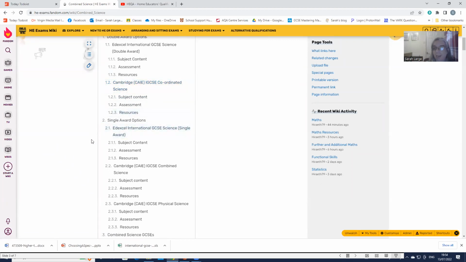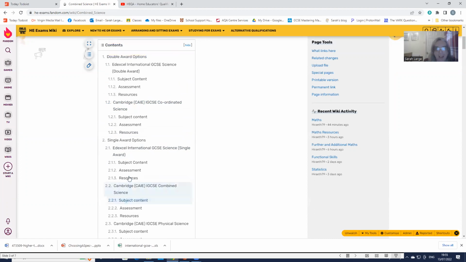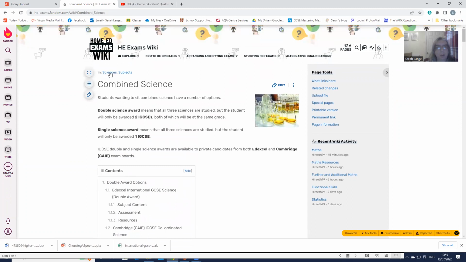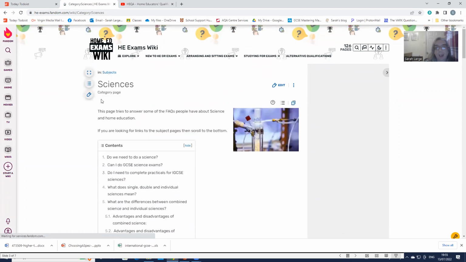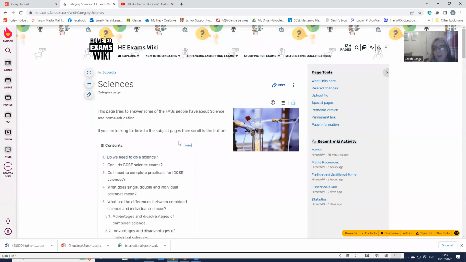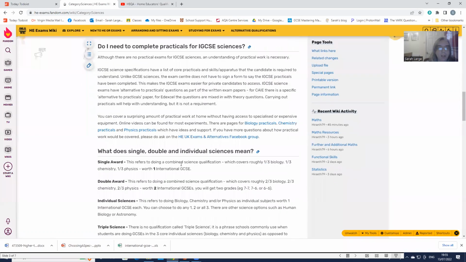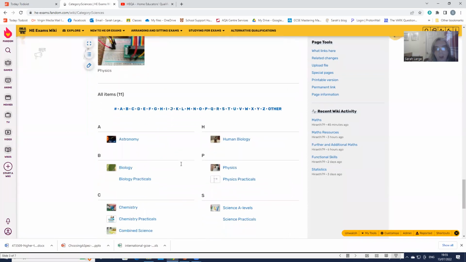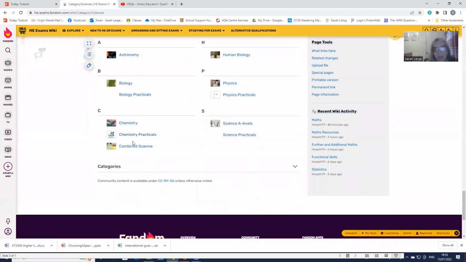We probably could fill an entire session talking about the sciences. So what I'll do is do a quick run through where to find the information on the wiki. And then if anybody's got any direct questions about it, we can come to them later. So if we say there's the sciences page, you can find through it information about combined sciences and the individual core sciences. And then I've tagged in astronomy, human biology.